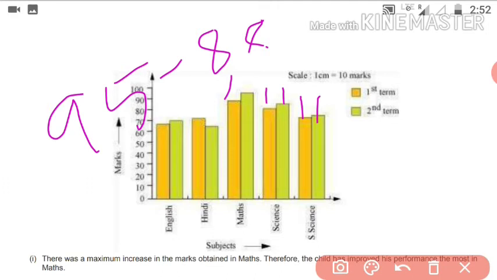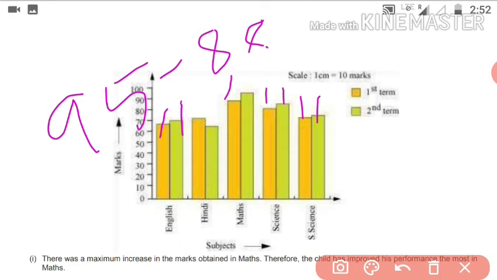2 marks. And for English also, in the first term what was the mark? 67, and 67 increased till how much? 70. So how many? Only 3 marks. So which has the highest increase, means the maximum increase, is how much?